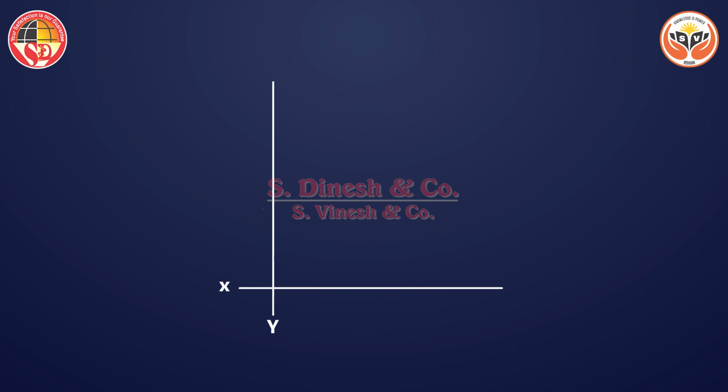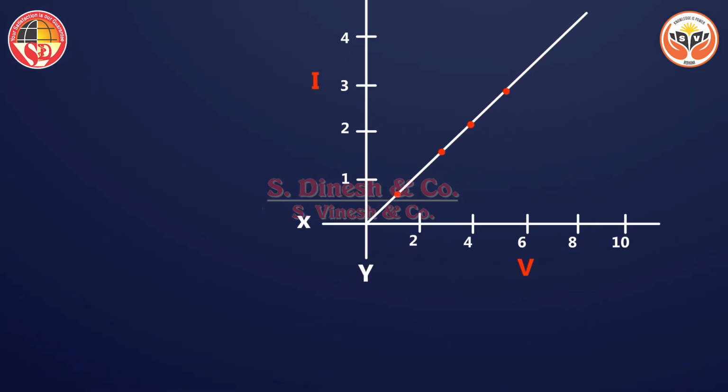Draw a graph between V and I, choosing proper scales, V on the x-axis and I on the y-axis. Extend the straight line of the graph backward to check whether it meets the origin of the graph paper.